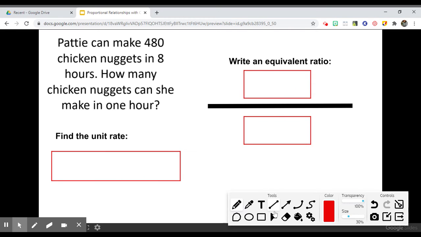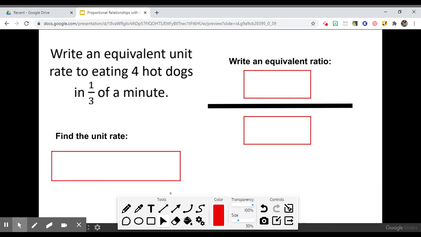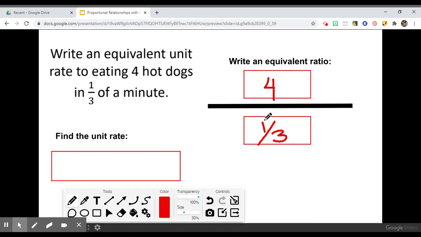Okay, next example. Write an equivalent unit rate to eating 4 hot dogs in 1/3 of a minute. So here's where it gets tricky because now I have some fractions, a fraction within a fraction, you guys will see in just a moment. So I want to do hot dogs per minute. We're going to do 4 hot dogs on top and 1/3 of a minute on the bottom. Okay, so here we have a complex fraction. Technically, this is a fraction, 4 and then this fraction bar, but now I have a fraction underneath. There's a fraction within a fraction now.